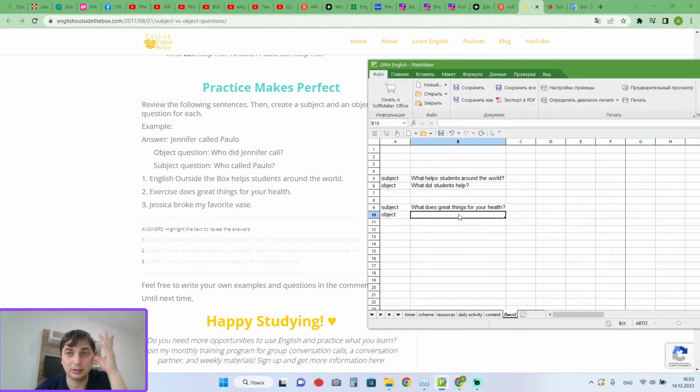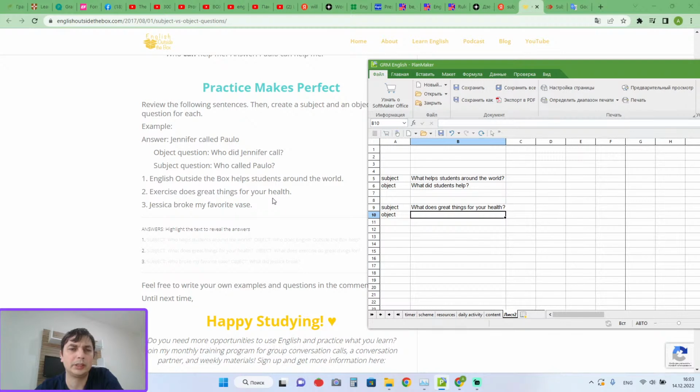What does great things for your health? Okay, and what about object? It's a subject. Yes, it's a subject. And what about object? Exercise is the subject, does is the verb, great things for your health.